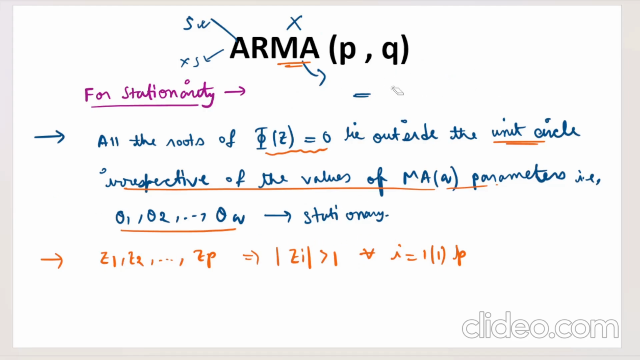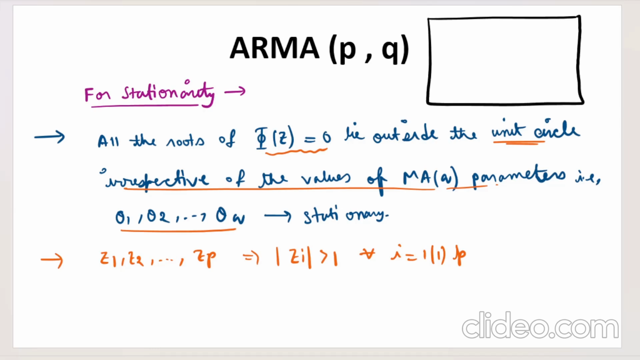So graphically or visually, this is what I am trying to say. Suppose you have something like this, and this is the unit circle. Unit circle means the circle which has a radius of 1. So the p roots will lie outside the unit circle. Suppose this is one root, this is another root, another root, another root. All the roots have to lie outside the unit circle.